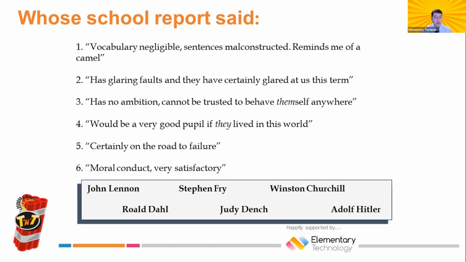Number three: has no ambition, cannot be trusted to behave himself anywhere. By the way, if I've put it in italics, it's just where I've made it gender neutral. But that's Winston Churchill, can't be trusted anywhere. Number four: would be a very good pupil if they lived in this world, is Dame Judi Dench. Number five: certainly on the road to failure, is John Lennon, which means Adolf Hitler got moral conduct very satisfactory. Clearly, even teachers can make mistakes at times.